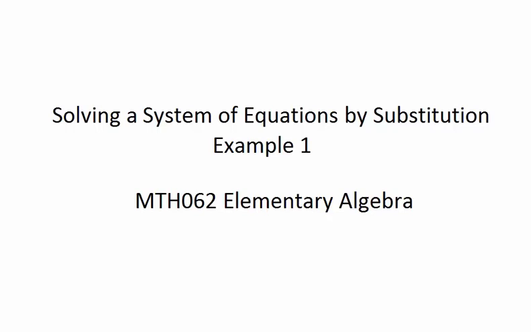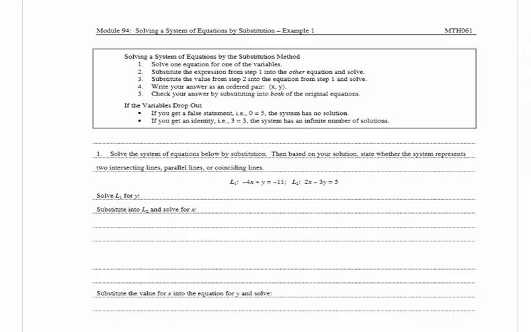In this video, we're going to look at solving a system of equations by substitution, and we're going to do example problem 1. The steps to solving a system of equations by the method of substitution are: 1. Solve one equation for one of the variables. 2. Substitute the expression from step 1 into the other equation and solve. 3. Substitute the value from step 2 into the equation from step 1 and solve. 4. Write the answer as an ordered pair, x, y. And 5, check your answer by substituting into both of the original equations.